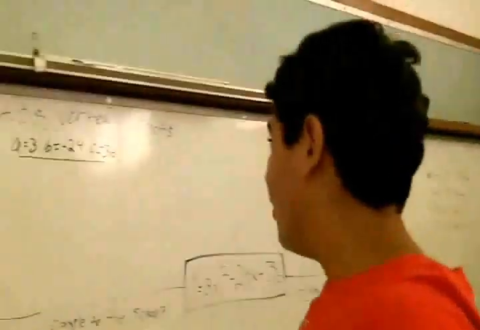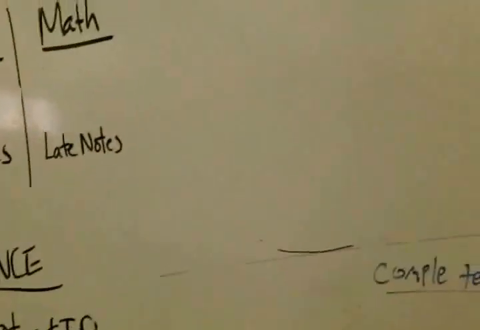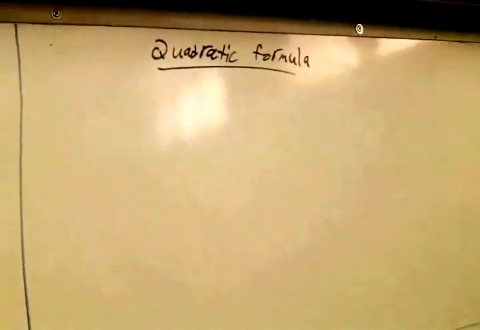Okay class, Adrian, I would like you to complete the square. Christian, I would like you to solve the AOS, the vertex, and the roots. And since we haven't gone over the quadratic formula, I will solve it. And Adrian, you've been messing around lately. You need to do the graph also.